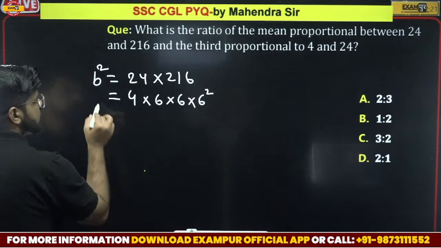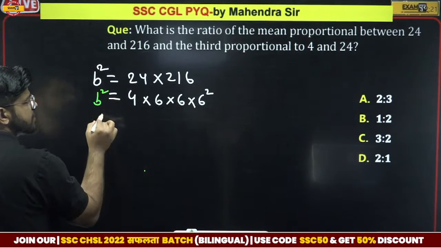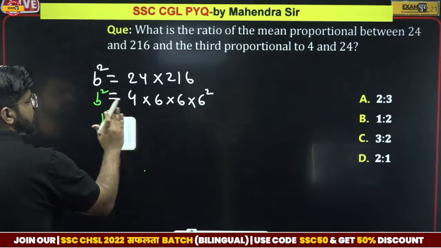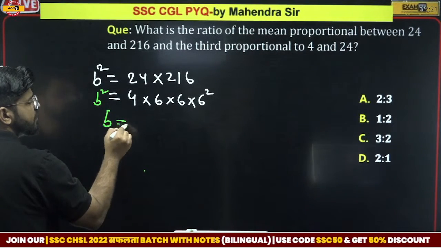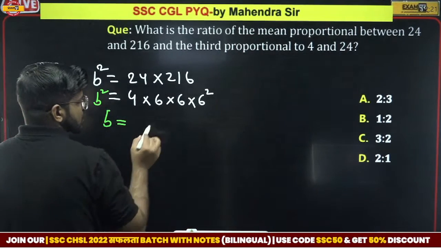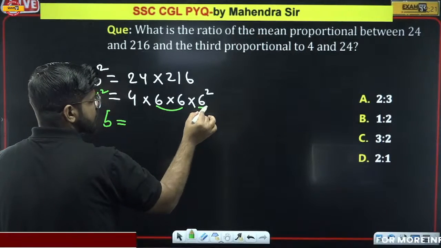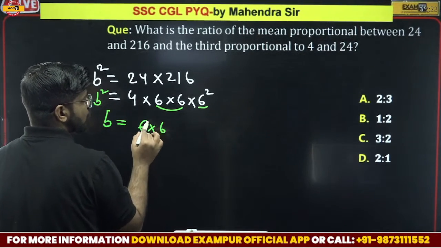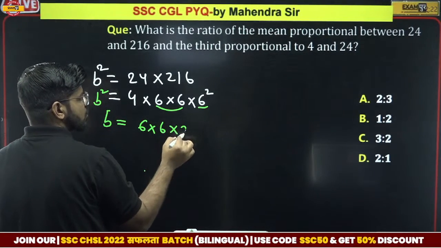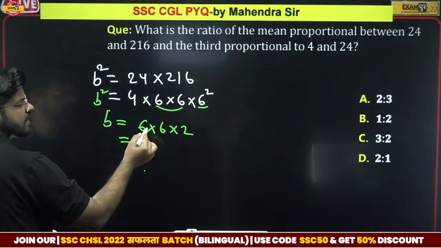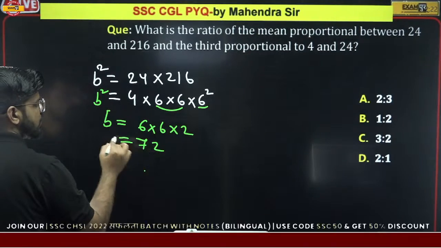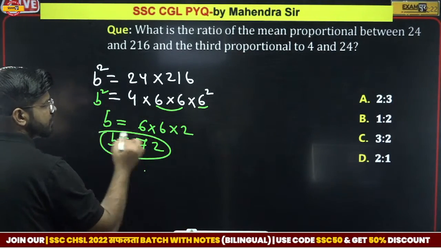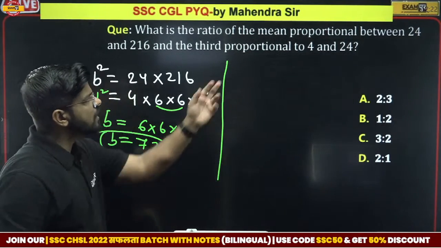Now you know that here it is B square. So if you want to calculate B, only one pair of squares will come out. So here I have 6 square, here we have 6 square. What will we get? 6 into 6, and here we have 4, which means 2. So we get 72. What is the value of B? It is 72. Now we have to find the third proportion of this.